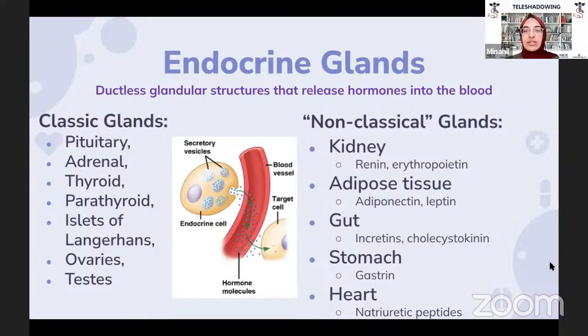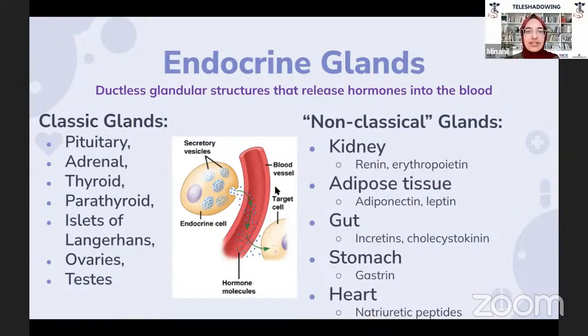But there are also non-classical glands that you wouldn't consider to be part of the endocrine system per se, but they do have some endocrine function. Like the kidney, which produces renin and erythropoietin. Adipose tissue, which produces leptin. The gut, as in the GI system, produces incretins or cholecystokinin. The stomach has gastrin, and the heart also has these peptides as well.